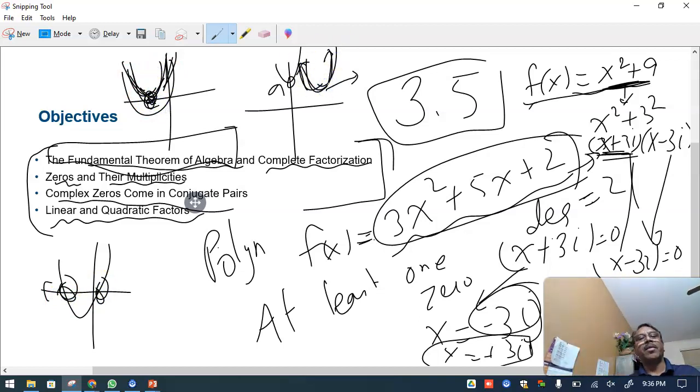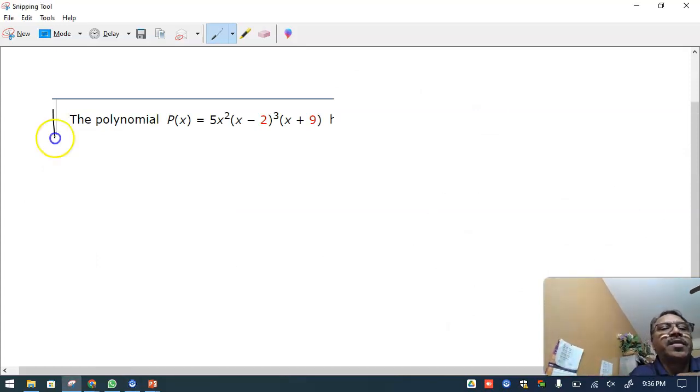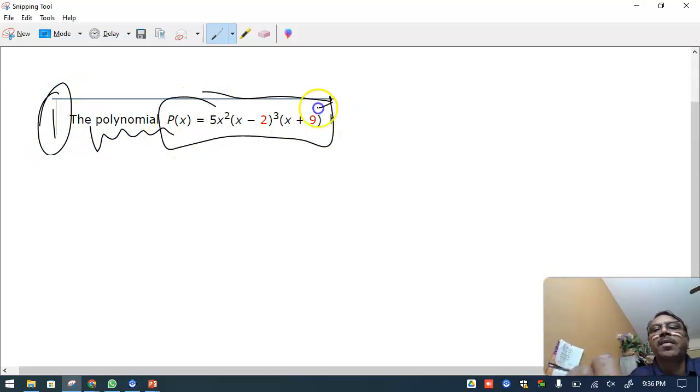So let me dive directly into the meaning of this. Let's solve the problem straight away. In the class, I saw some of the students were missing, so this is the first example I try to solve. There is a polynomial given, and the question is asking what the zeros are. So you have to find the zeros. Now, how do we find the zeros? The question is, when is this going to be 0?